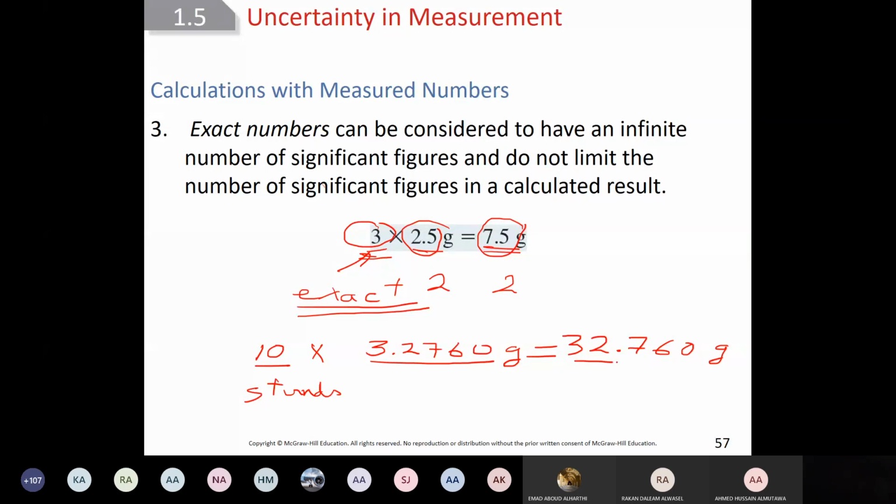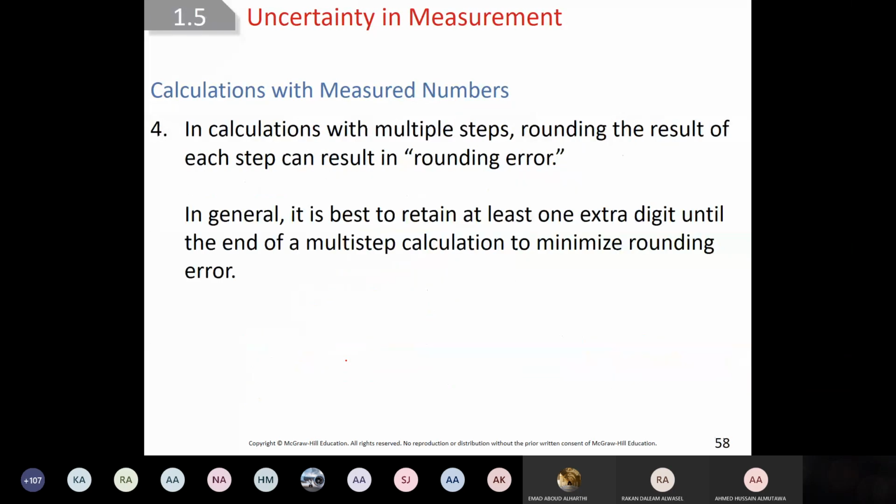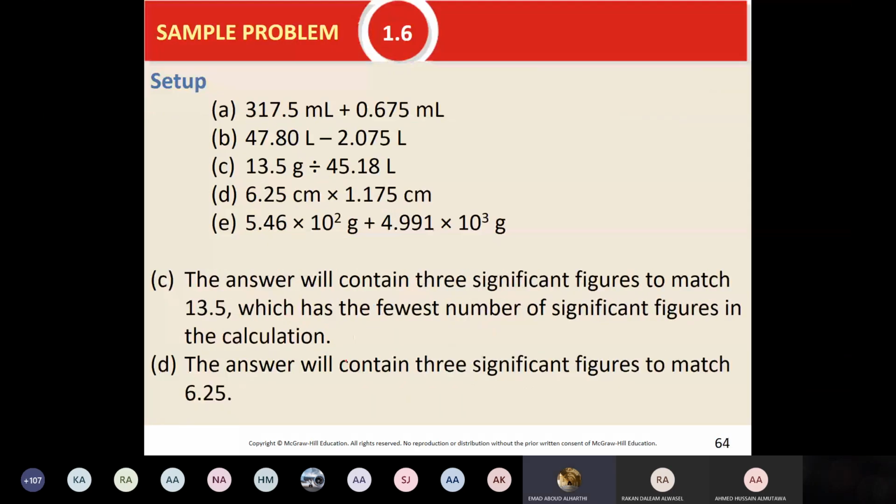Exactly the same. Why? Because there are 1, 2, 3, 4, 5 significant figures. How many do we have here? Also 5. And since we have 10 students, I don't count the students because it's an exact number. Is this clear? Yes.